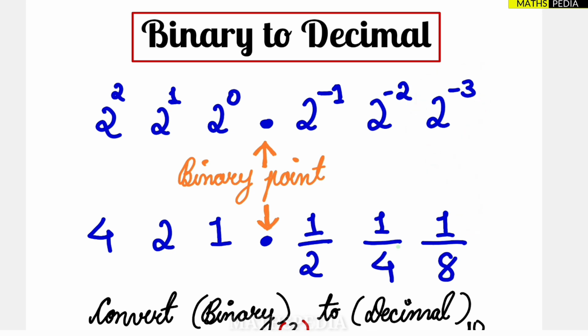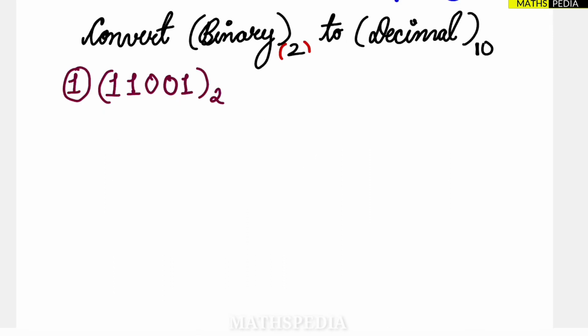So why do we have to remember this? The basic idea is that whenever we convert binary to decimal, we have to multiply and add. Multiplication is the mathematical operation we use for the conversion from binary to decimal, and we have to add those numbers. So let us move further. Here we have one question, the first question we are taking.